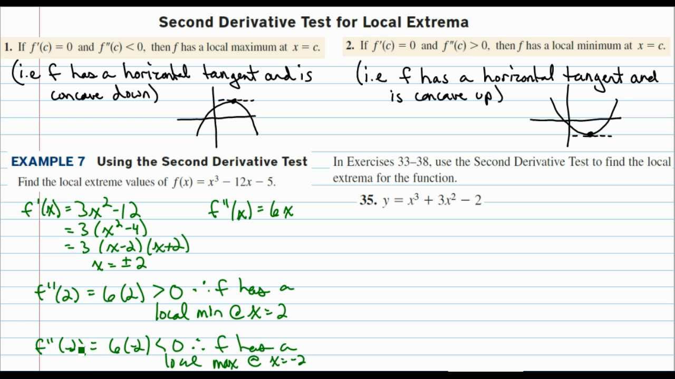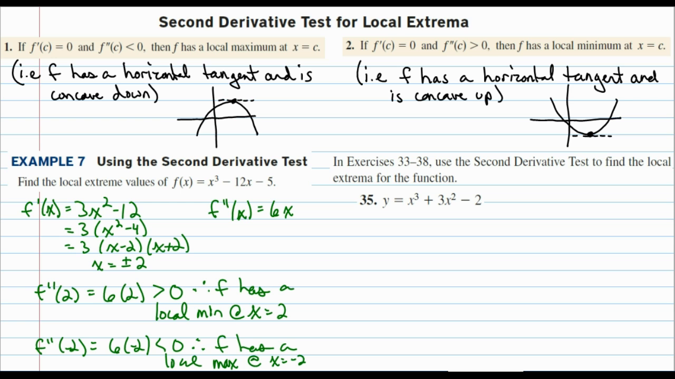Now f double prime of negative 2 is less than 0, so therefore f would be concave down, and there's that horizontal tangent there, so f has a local max at x equals negative 2.